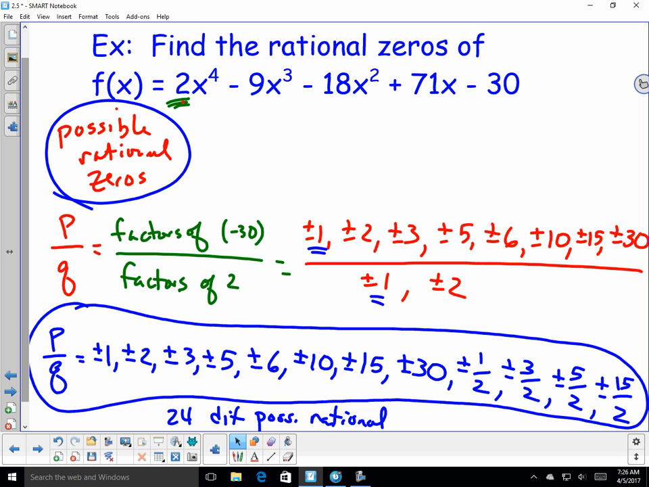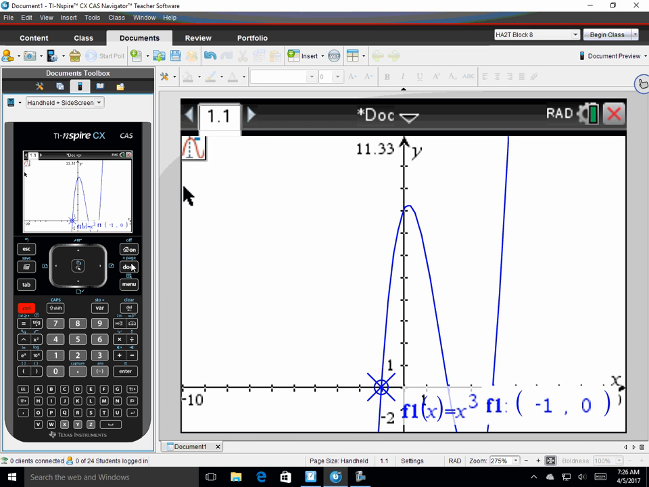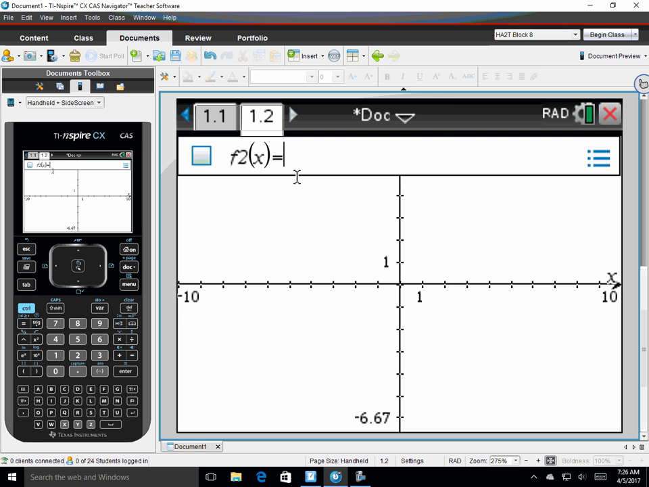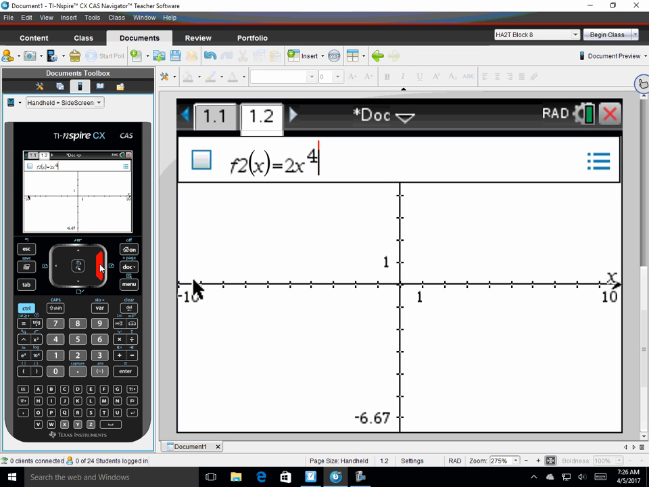And so let's do that right now to see what the possible rational zeros would be. So I'm going to add a page here. Okay, so I am entering this polynomial function. It is 2x to the 4th minus 9x cubed. You're doing this with me, I hope. And then minus 18x squared plus 71x minus 30.